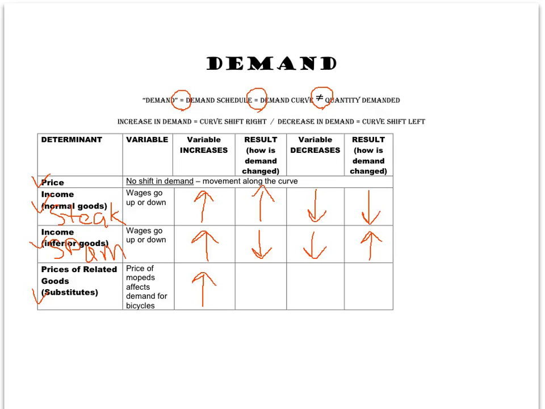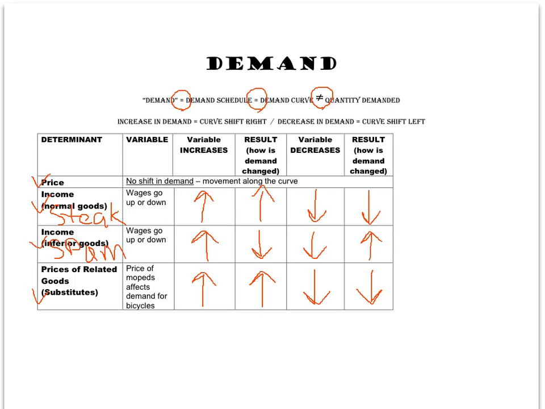Well, the price of mopeds goes up. The quantity demanded of mopeds is going to go down. That's what the law of demand says. So people are going to buy fewer mopeds. They therefore are going to turn to the substitute, and demand for bicycles will go up. Conversely, if the price of mopeds goes down, quantity demanded of mopeds will go up. People will buy more mopeds, and as a result, they're going to buy less of the substitute, and demand for bicycles will fall.